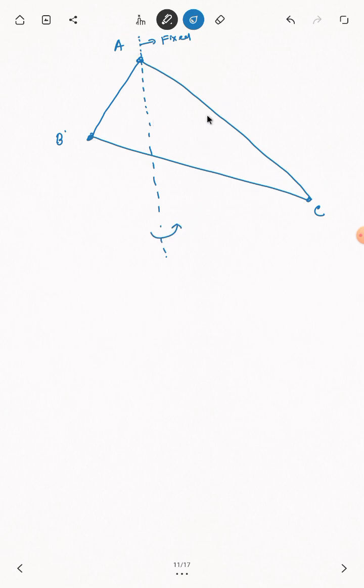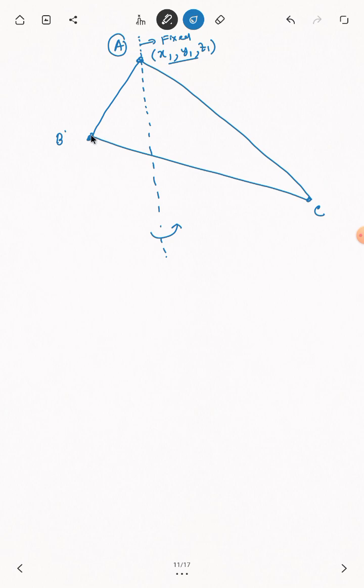This figure is rotating with respect to this fixed axis. When it rotates, note that all points on this fixed axis are fixed, so point A must also be fixed. So what was the coordinate of point A? That was x1, y1, z1. Since the axis is fixed, every point on it is fixed, and so will be A. So this point is fixed.